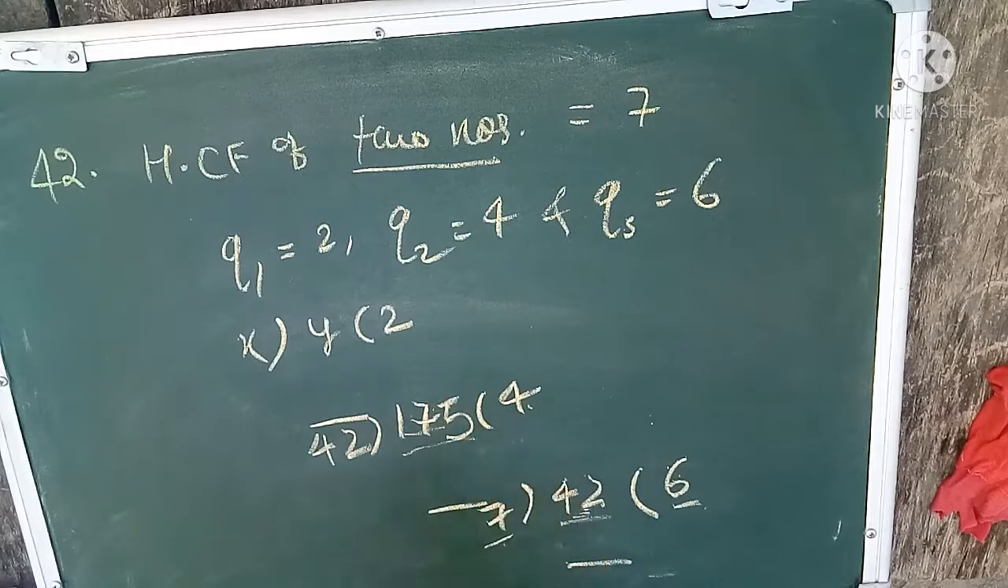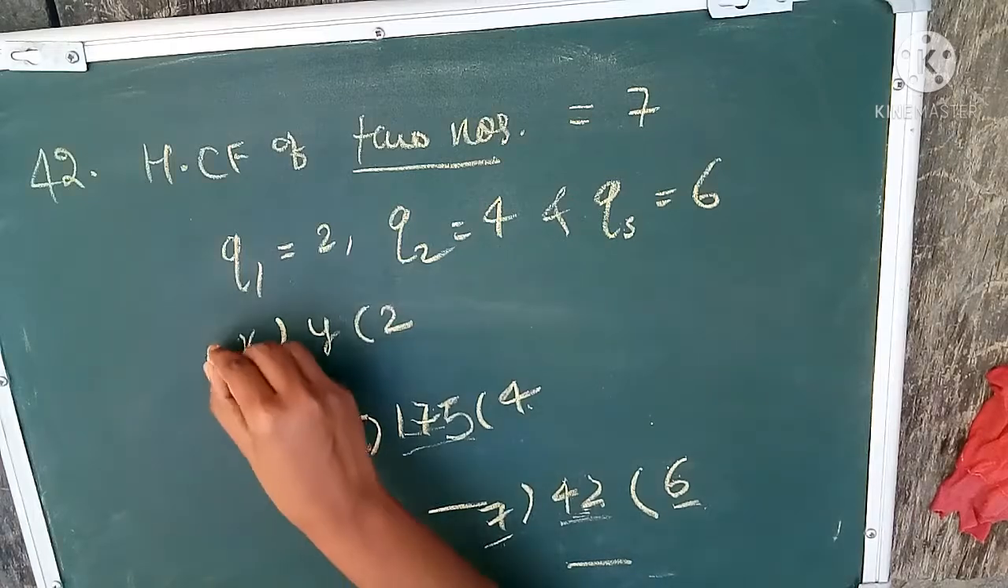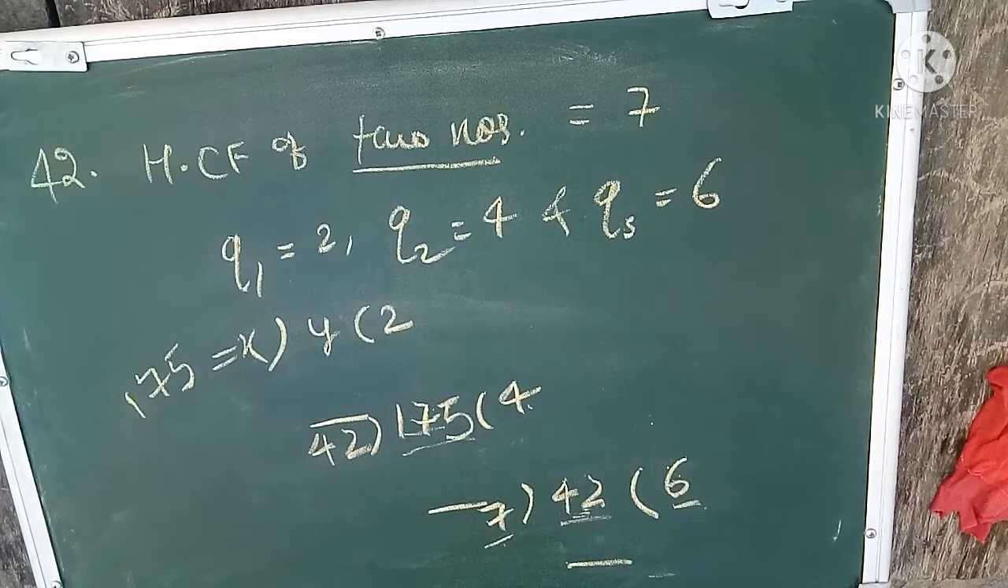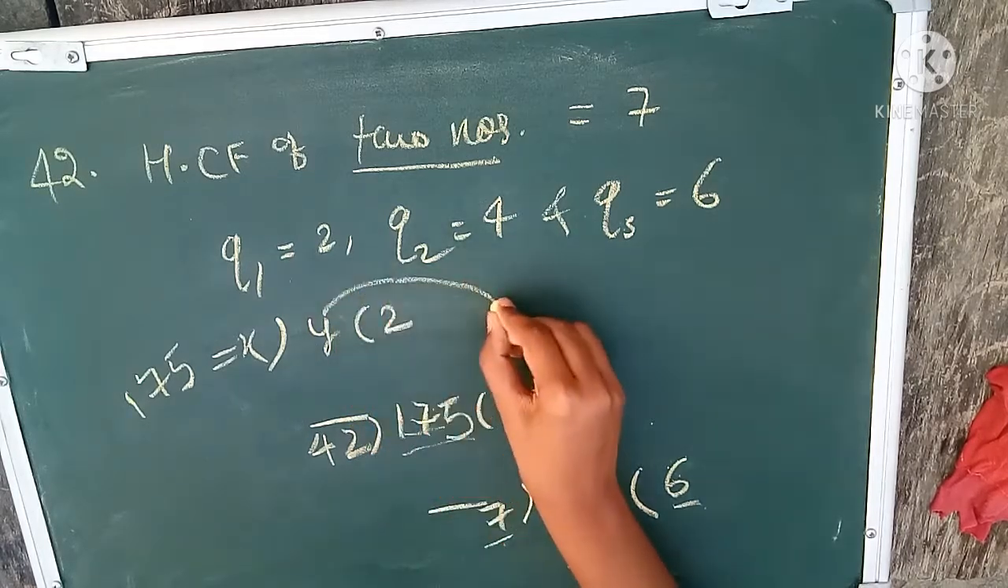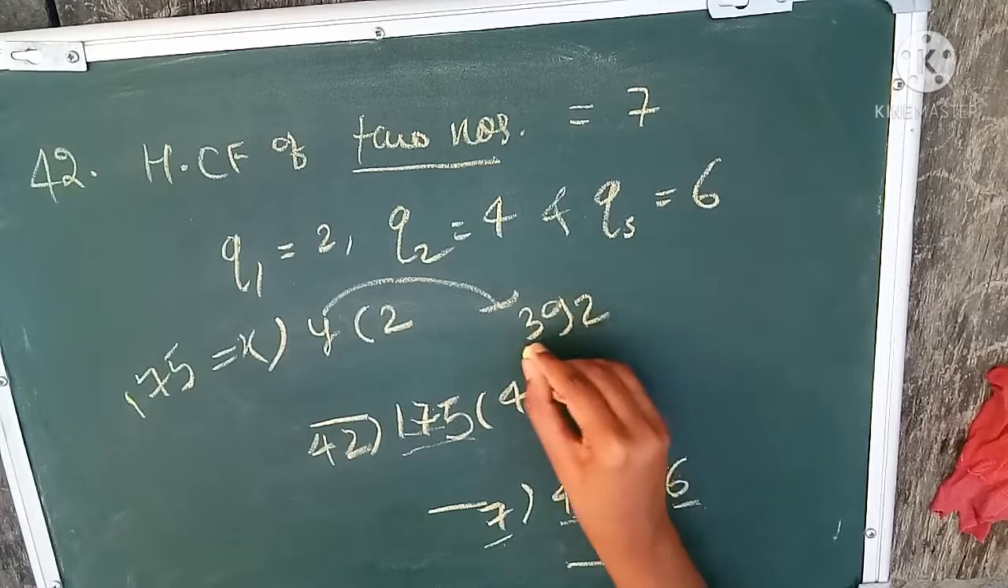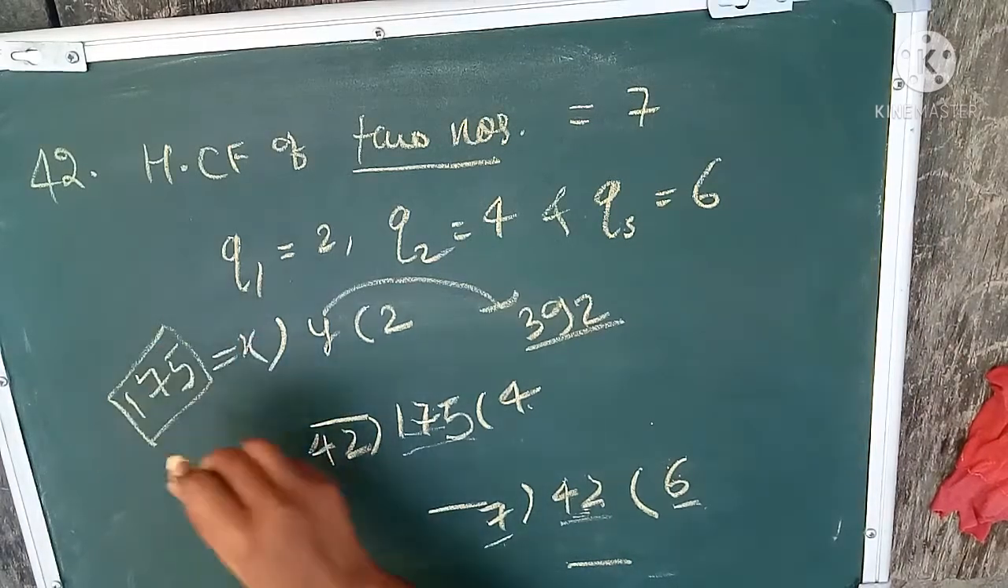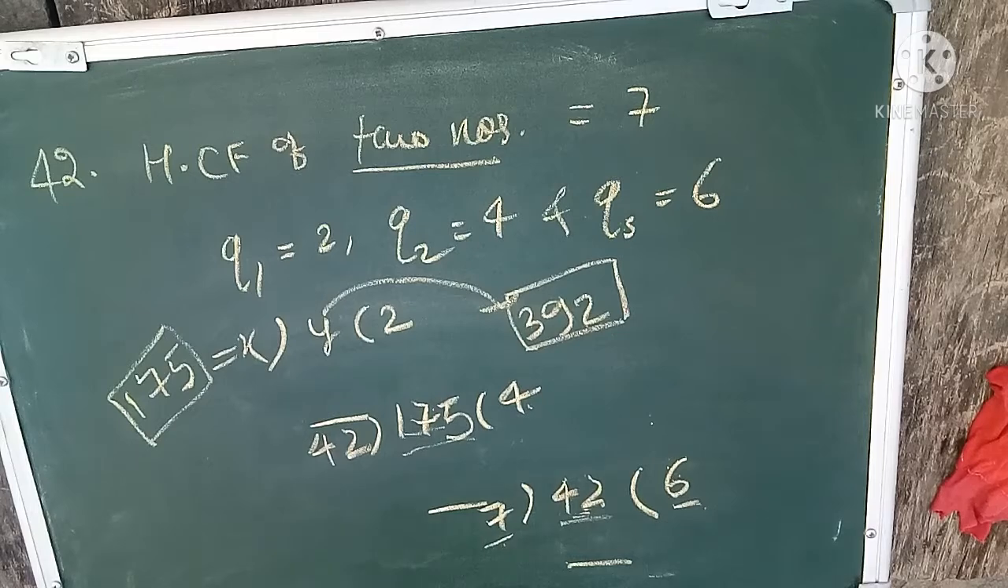Now 175 is the dividend of the second step but is the divisor of the first step, that is, it is equal to X, that is 175 here. Now we can easily find the value of Y here, which is equal to 175 multiplied by 2, which will be 392. Now we have found the values of the two numbers X and Y, which are 175 and 392, using the formula dividend equals divisor multiplied by quotient plus remainder.